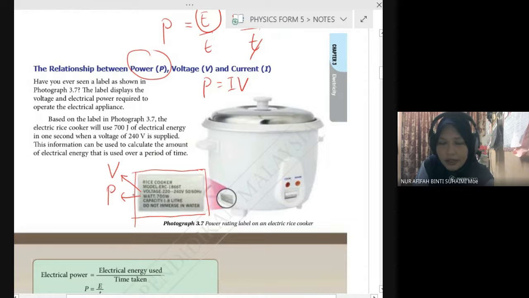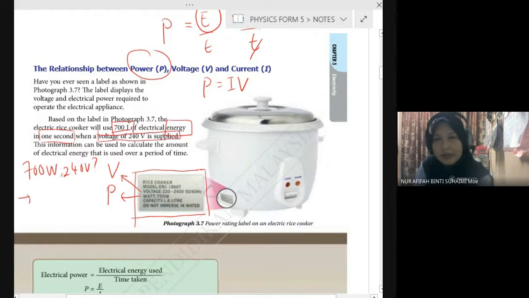So biasa kalau soalan SPM dia akan tanya what is the meaning of 700 watts and 240 volt that is labeled on a certain electrical appliance. Dia akan tanya tu. Okay. What is the meaning of 700 watts and 240 volts? Okay, soalan straight tanya macam ni. So, how to answer? Okay, look. Tengok dekat ayat dekat atas ni, the electric rice cooker will use 700 joule of energy, okay, in 1 second when a voltage of 240 volt is supplied.